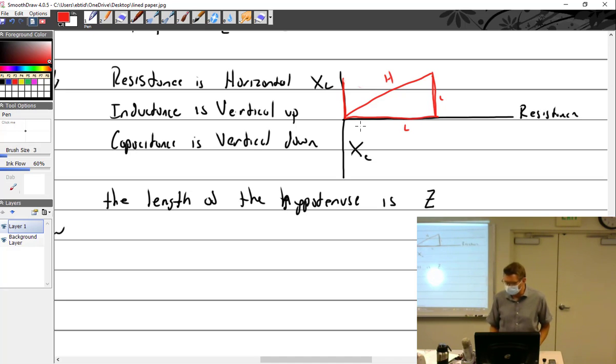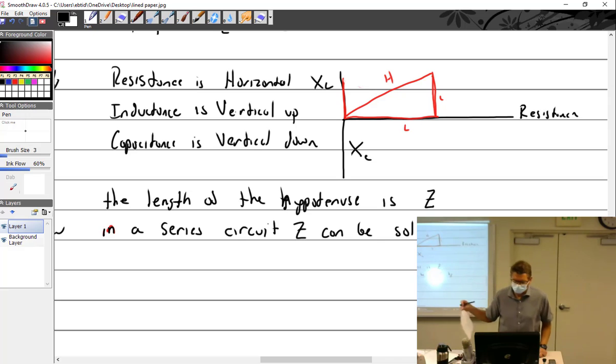So in a series circuit, and we're only going to do series, so we don't actually get into parallel. You're welcome. In a series circuit, Z, impedance, can be solved by, go ahead and say it. Ohm's law. Yes, close. Pythagorean theorem. Yep.